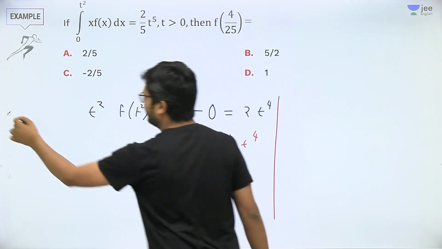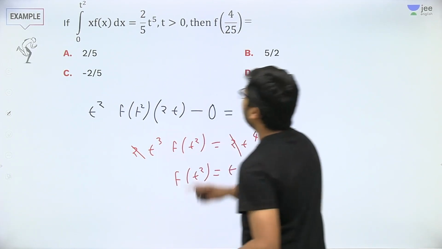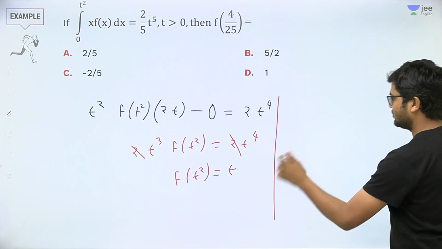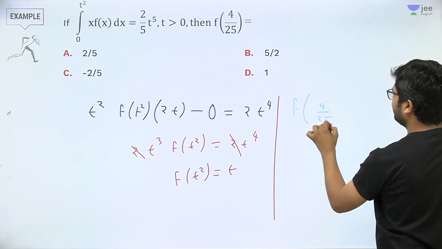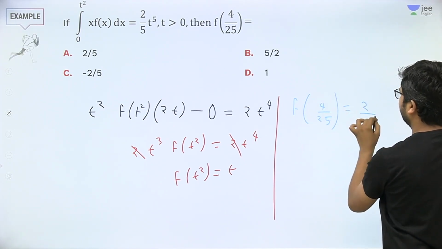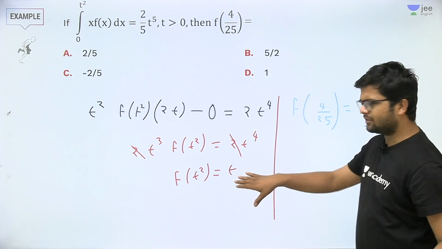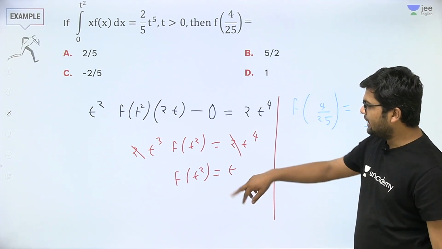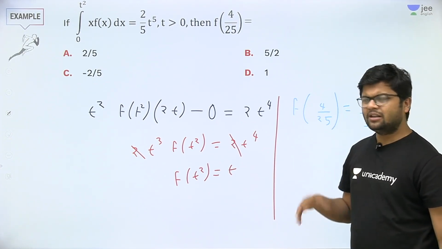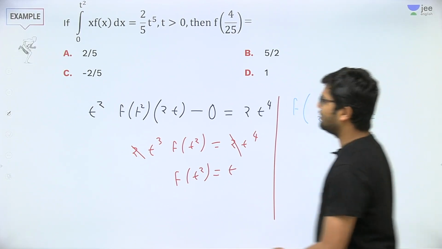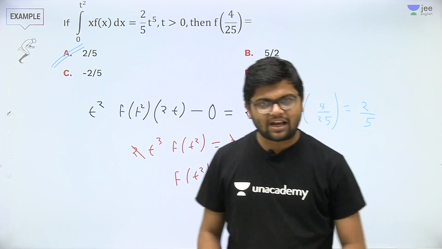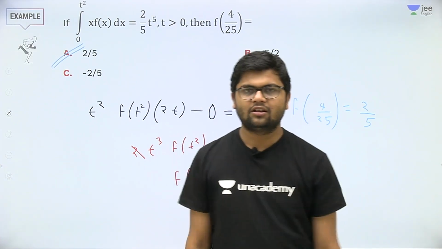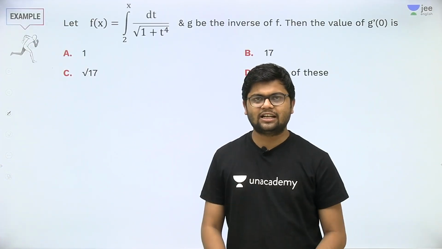Now what we need to find out? We need to find out f(4/25). So f(4/25) will easily come out to be 2/5, because if you put 2/5 in place of t, it will become f(4/25). So that is very easy. So the answer will come out to be option A. Got my point? Very easy question, fundamental question. So let's try the next question.